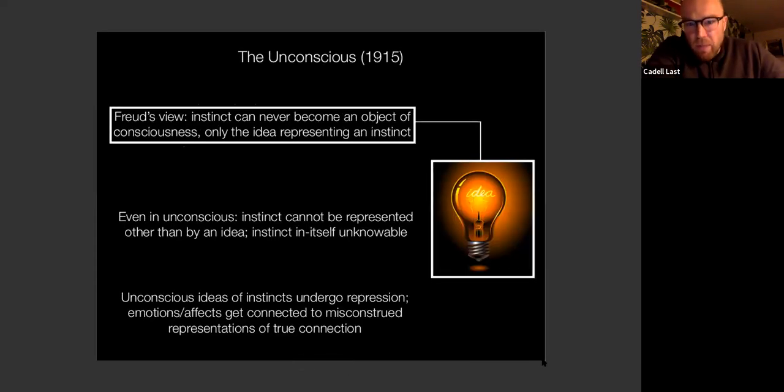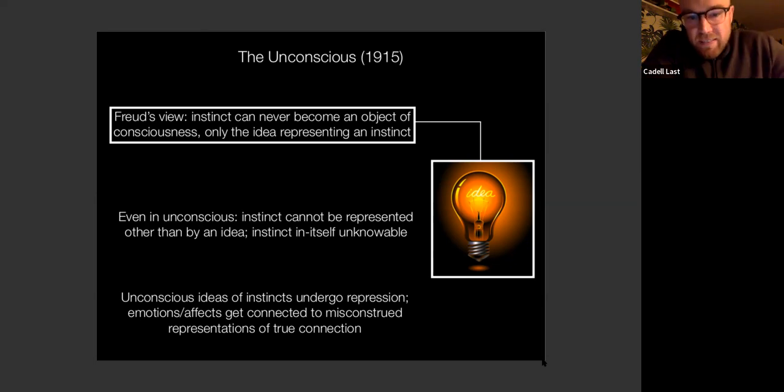So I've said this before, but to reiterate, in Freud's view, an instinct can never become an object of consciousness, only the idea representing an instinct. Even in the unconscious, the instinct cannot be represented other than by an idea, and the instinct in itself is unknowable. This is why I emphasized that the way Freud conceptualizes instinct is in some sense noumenal, whereas the way he conceptualizes the unconscious idea is in some sense phenomenal.